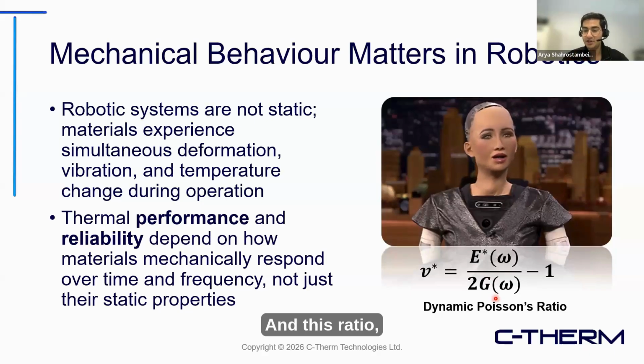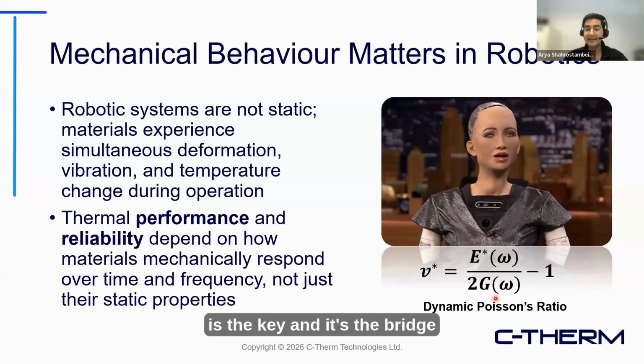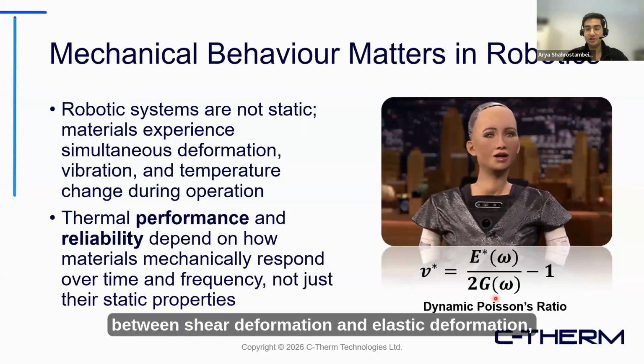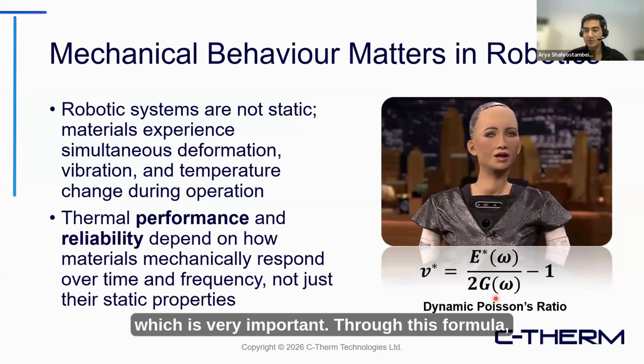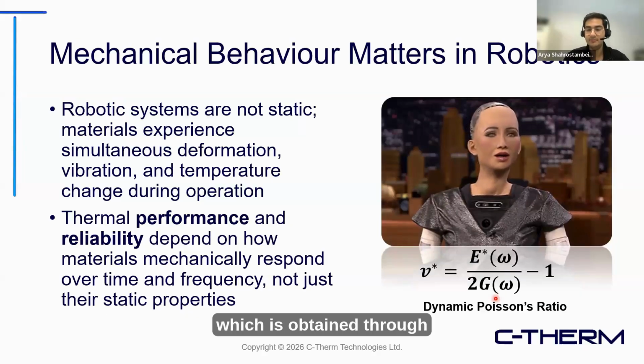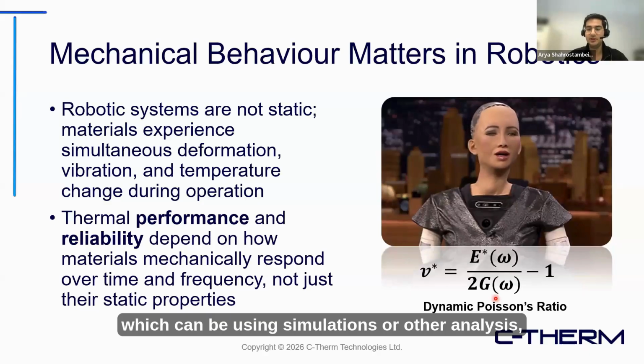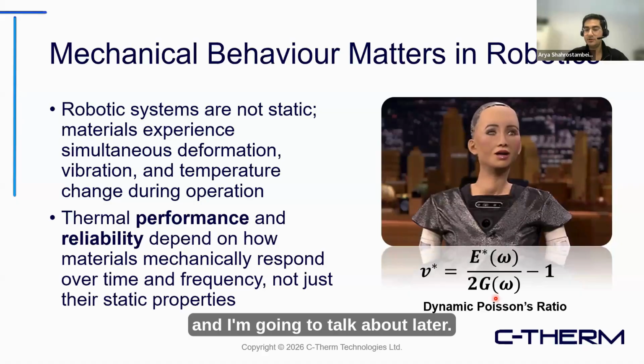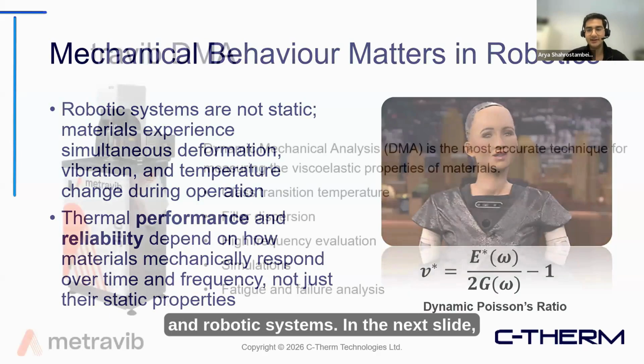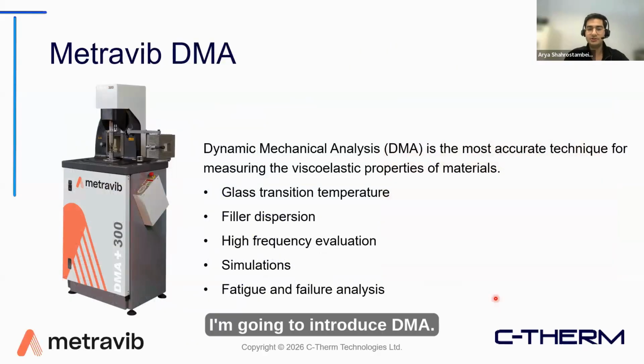And this ratio, which is called dynamic Poisson ratio, is the key, and it's the bridge between shear deformation and elastic deformation, which is very important. Through this formula, which is obtained through a simple DMA test, you can basically fill the gap between different deformation modes, which can be used in simulations or other analysis. And I'm going to talk about that later. But just for an introduction, this is why DMA, or dynamic mechanical analysis, and mechanical behavior is important in robotic applications and robotic systems. In the next slide, I'm going to introduce DMA.